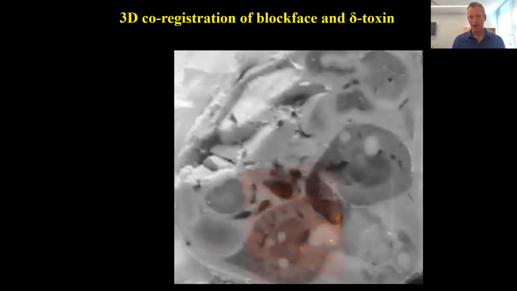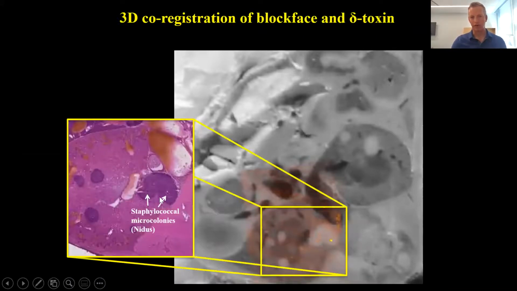You may wonder why it's so small in an otherwise large abscess. And the reason is because the amount of bacteria that generates an abscess is actually very small. So this is the microcolony responsible for the formation of this large abscess. You'll notice that the mass signal for delta toxin perfectly overlaps the staphylococcal microcolony.